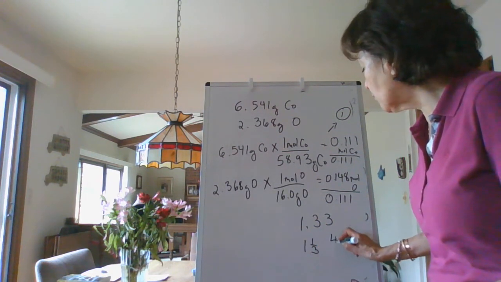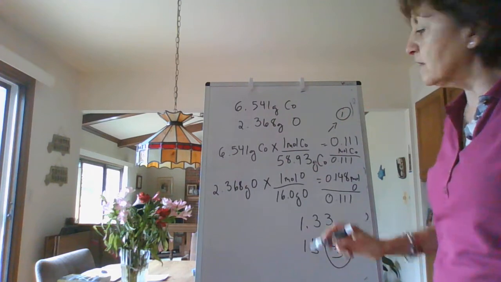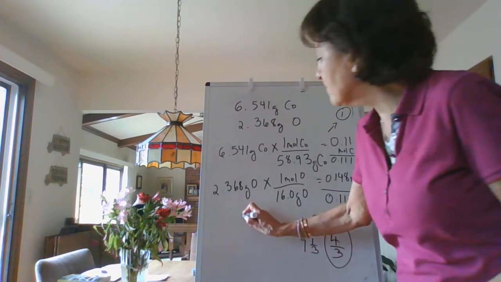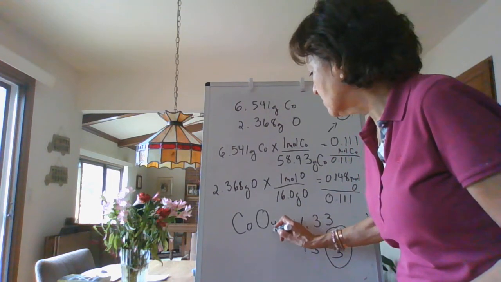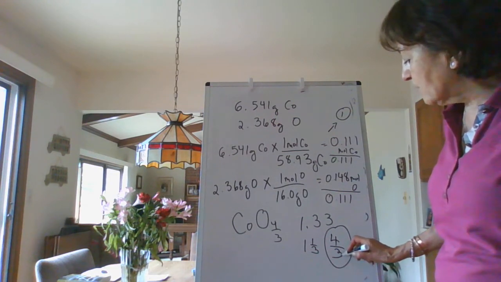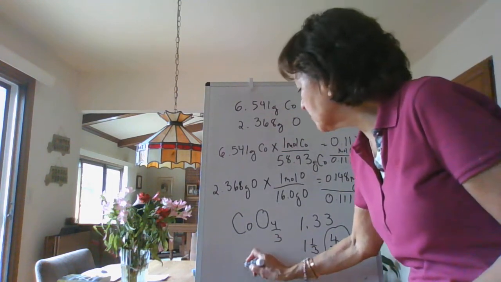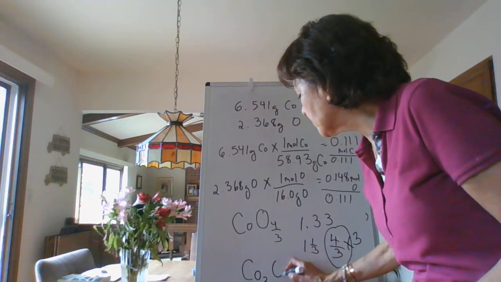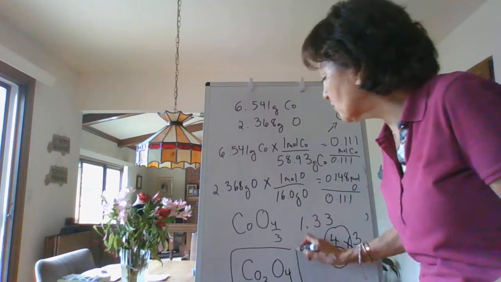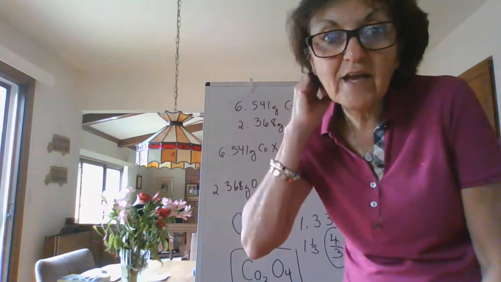1 1/3 is 4/3. So you have 4/3 for oxygen and 1 for cobalt. Since we can't have a formula like this, what you have to do is multiply both of them by the denominator. So multiply this by 3, multiply this by 3. What happens then? You end up getting Co3O4. And that would be the formula, the empirical formula of this compound we were working with. Okay? Good. Next video, we will work with percent composition and finding the molecular formula.